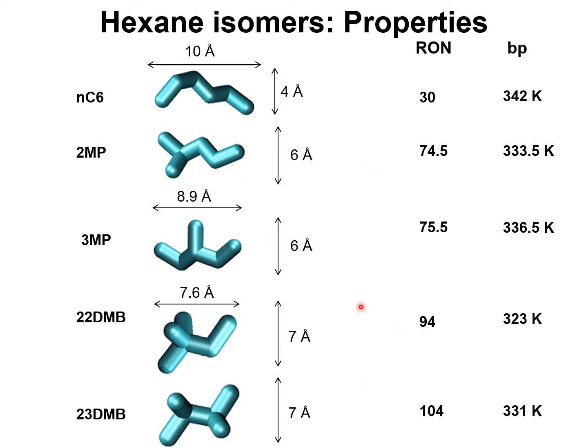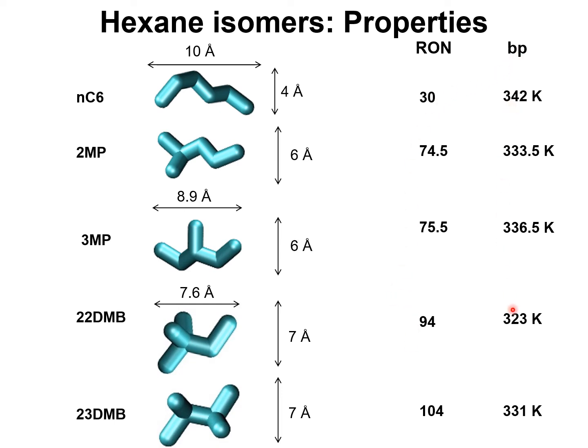And therefore, there is a need to separate the mixtures of hexane isomers in order to recover components that have the higher octane number so that they could be incorporated into the gasoline pool.